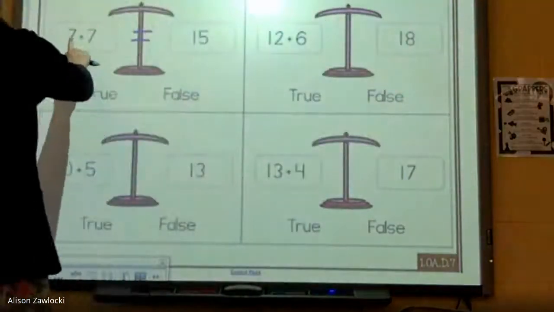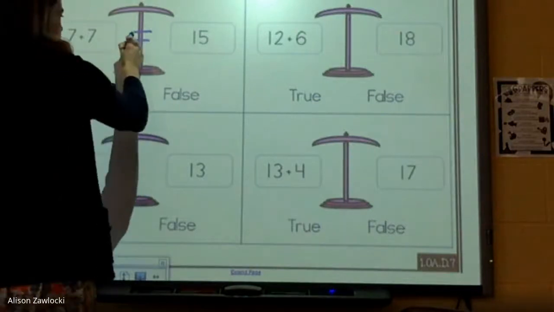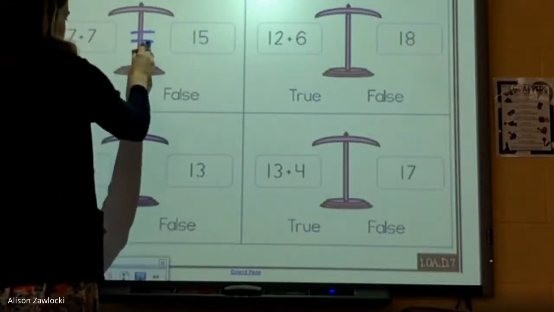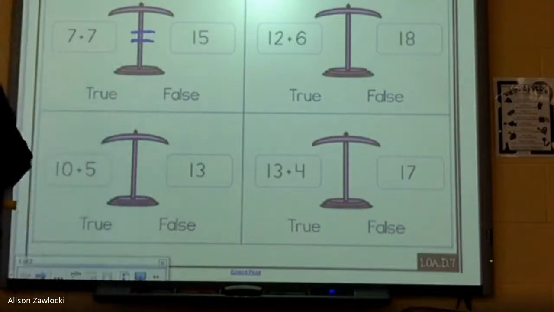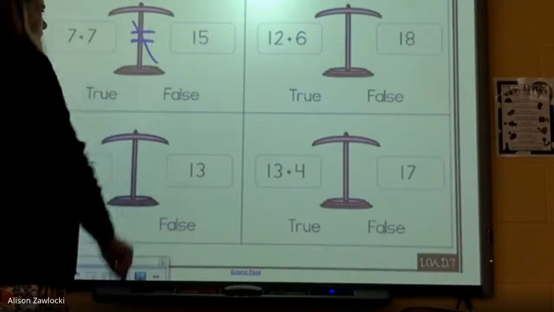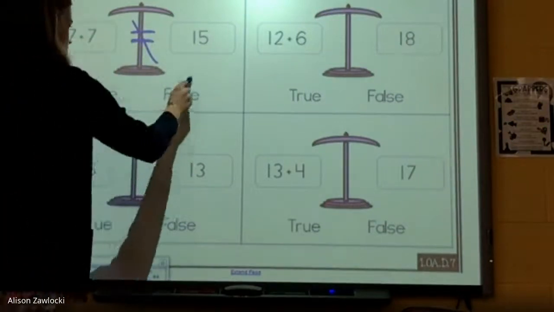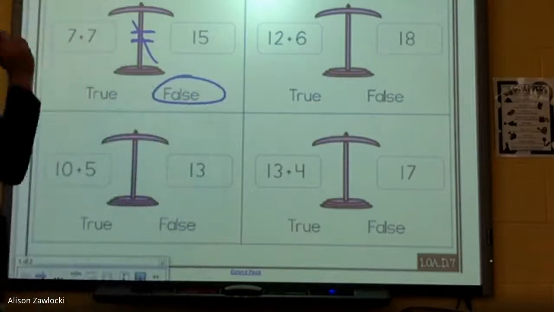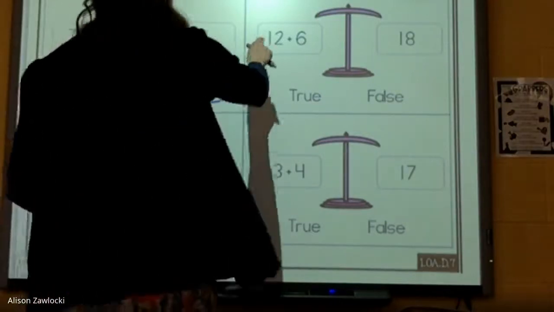Ooh! Does 7 plus 7 equal 15? So I put my equal sign here. Does it equal 15? I already have my equal sign, but is that true or is that false? That's false. I'm going to put an X through it. It does not equal 15, and I'm going to circle false. 7 plus 7 does not equal 15. Great job. Let's try this one this time.